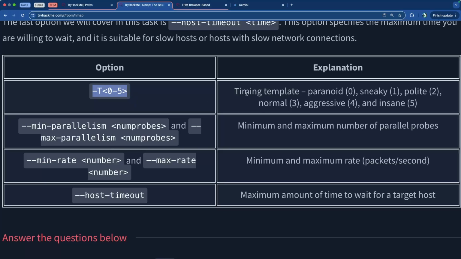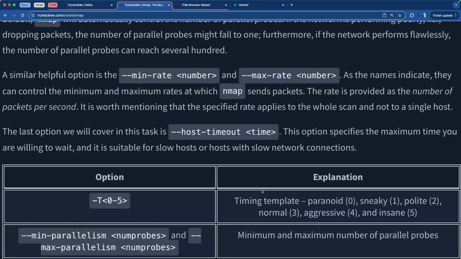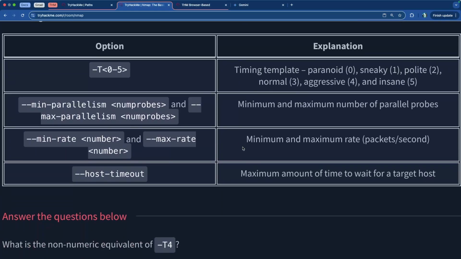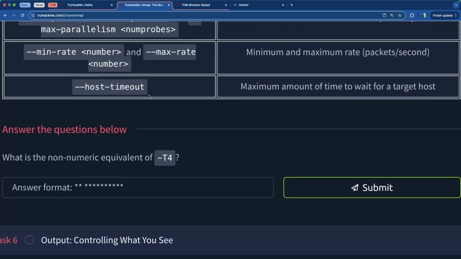The sensitivity rate. It's the timing template. So you can go from super paranoid to not paranoid at all, not caring, and just running as many probes as fast as you possibly can. Minimum and maximum parallelism is the number of parallel probes, and then minimum and maximum rate is the rate of packets per second that are being sent out, and then host timeout is the maximum amount of time to wait for a target host. So you can say host timeout and give it 300 seconds, and it would say that is 5 minutes, right? So what is the non-numeric equivalent of T4?